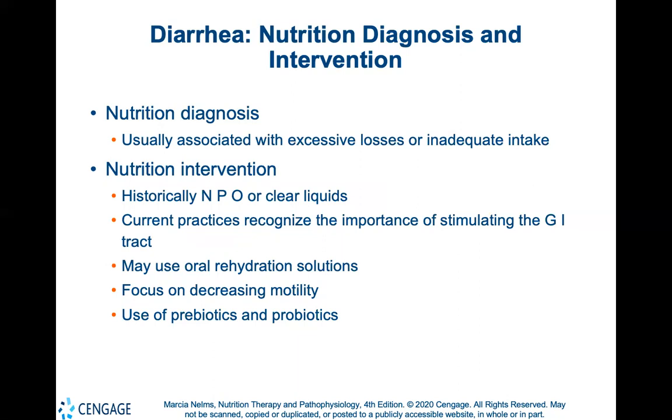Nutrition therapy for diarrhea is designed to restore normal fluid, electrolyte and acid-base balance, decrease gastrointestinal motility, and thicken the consistency of the stool. Historically, nutrition therapy for diarrhea has included making the patient NPO or clear liquids. Current practices recognize the importance of stimulating the GI tract, may use oral rehydration solutions, focus on decreasing motility, and use of prebiotics and probiotics.